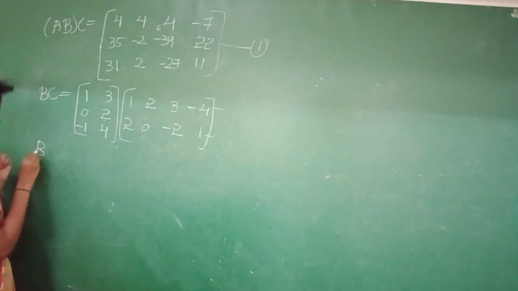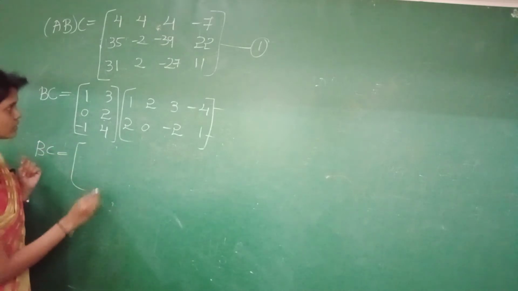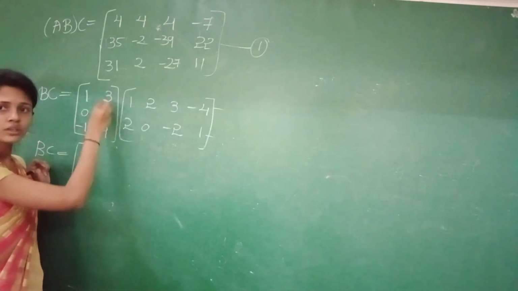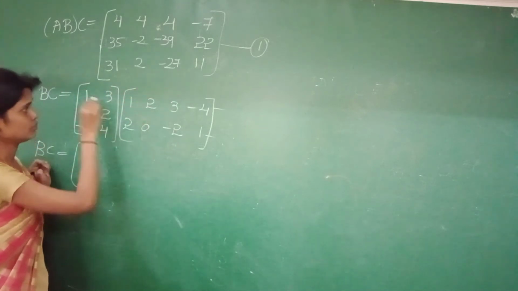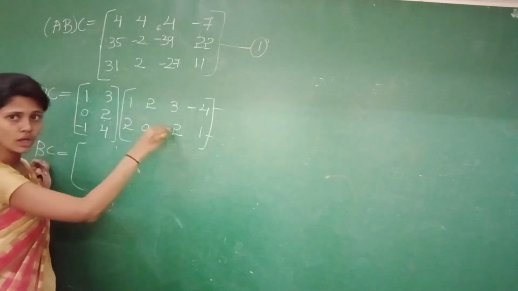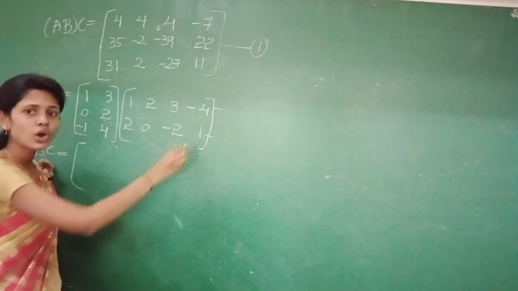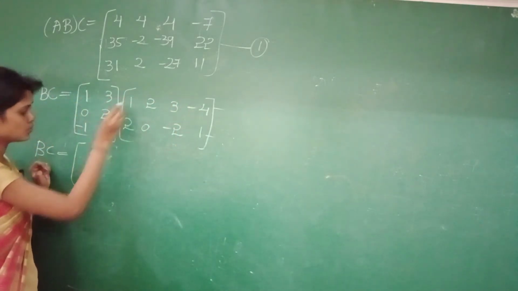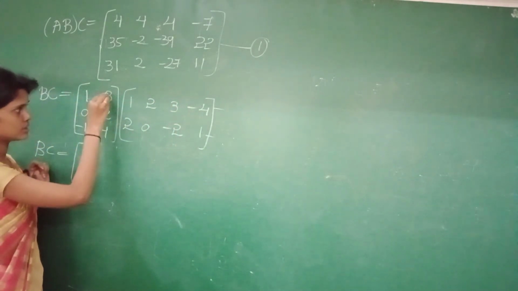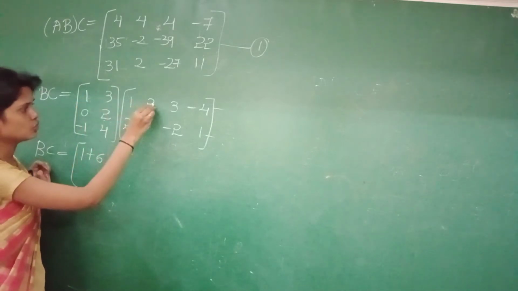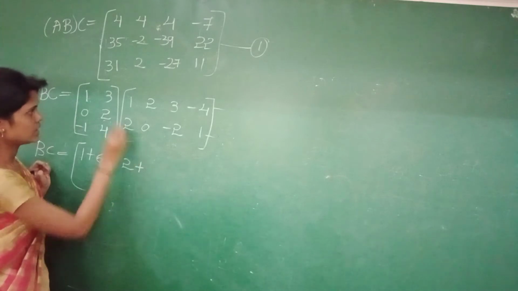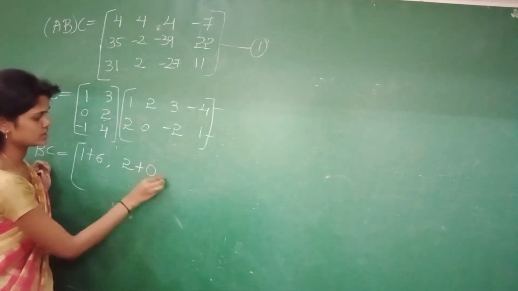So BC is equals to, how you can write? First row, first column, first row, second column, first row, third column, first row, fourth column, right? So 1 into 1 it is 1 plus 3 into 2 it is 6, and 1 into 2, 2 plus 3 into 0 it is 0.